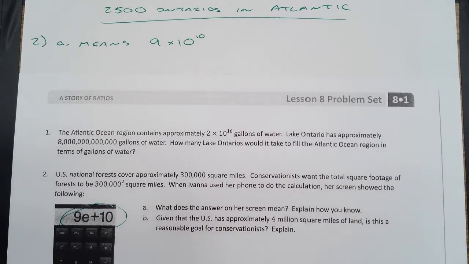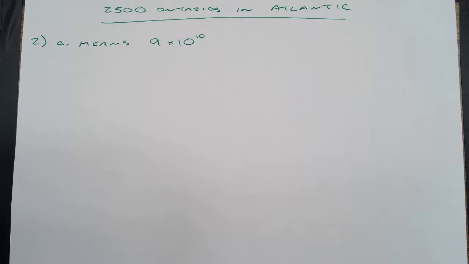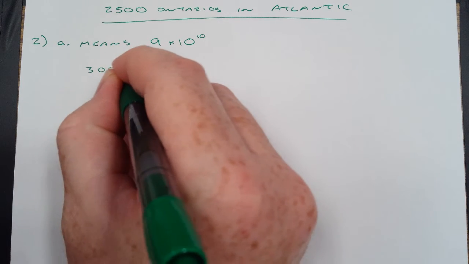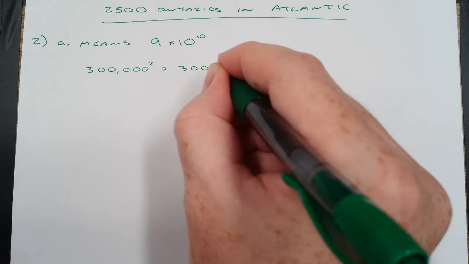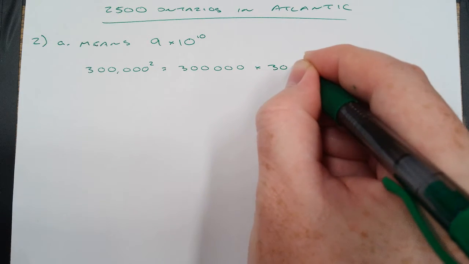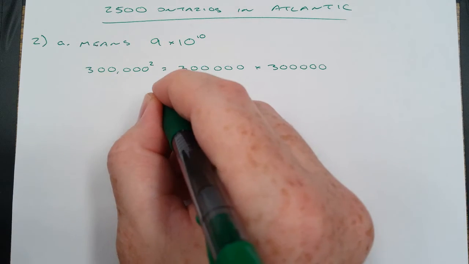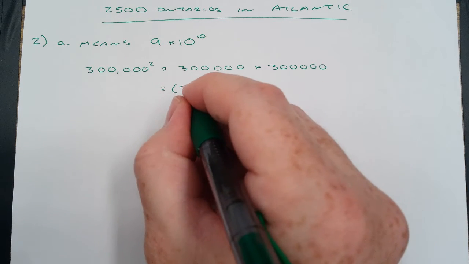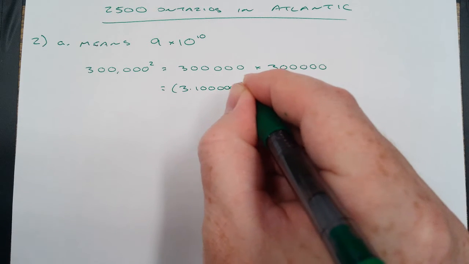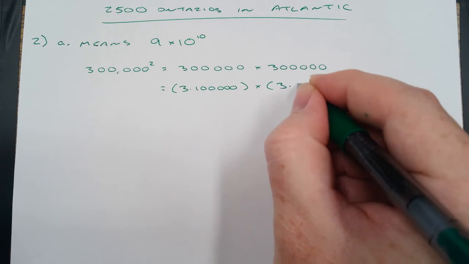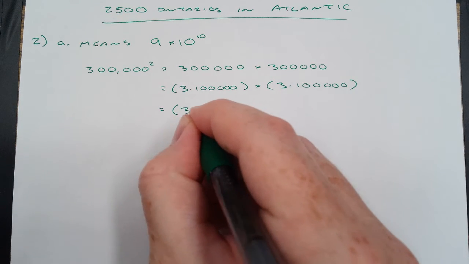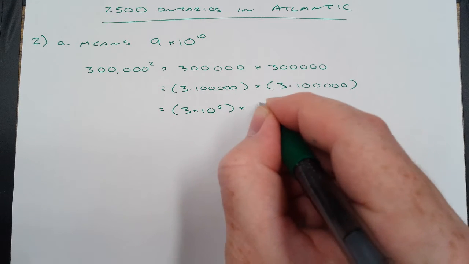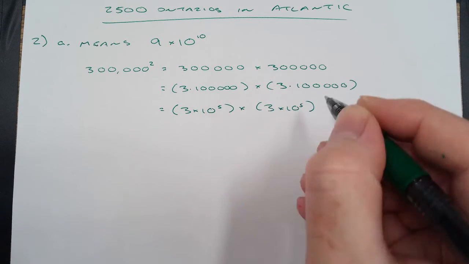9e plus 10 means that. Let me show you why. Because what Ivana was trying to do, she was doing 300,000 squared, which is 300,000 times 300,000. And 300,000 is 3 times 100,000. And the other one is also 3 times 100,000, which is 3 times 10 to the 5th times 3 times 10 to the 5th.